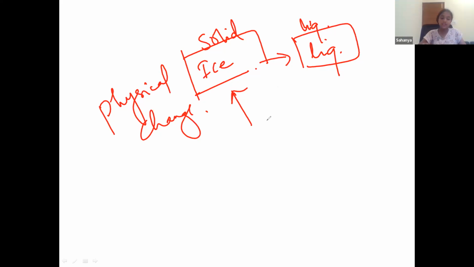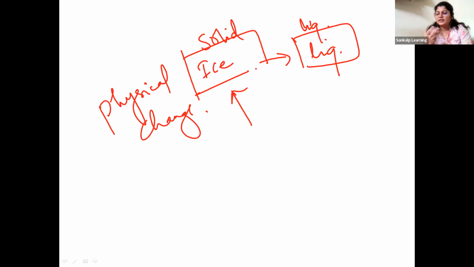Chemical changes are those which we cannot see. Physical changes are what is around us. Physical change may be reversible or irreversible. Suppose I have taken sugar and dissolved it in a glass of water. The sugar will get dissolved in water.